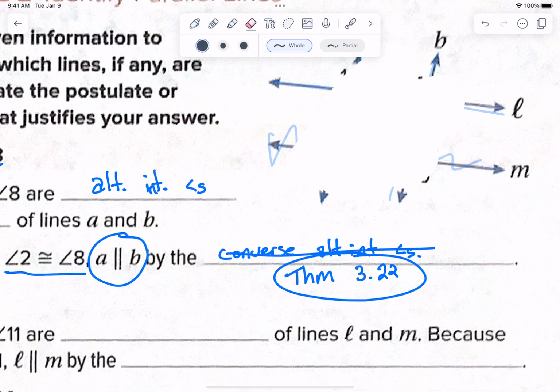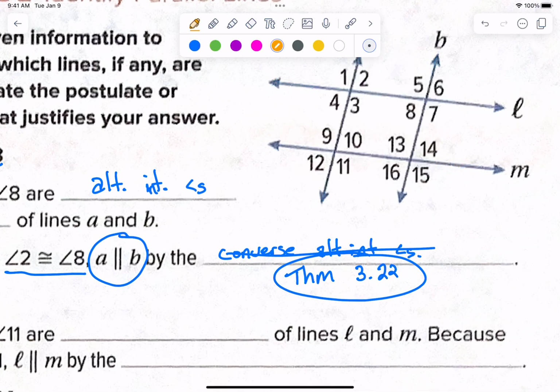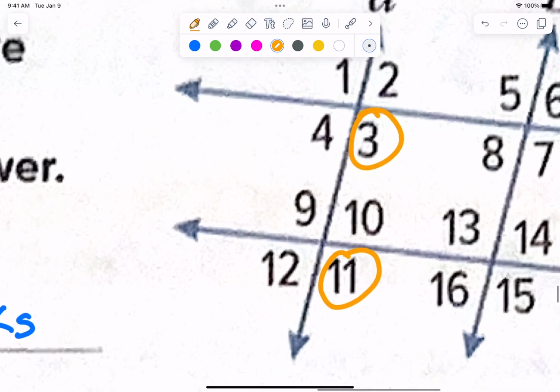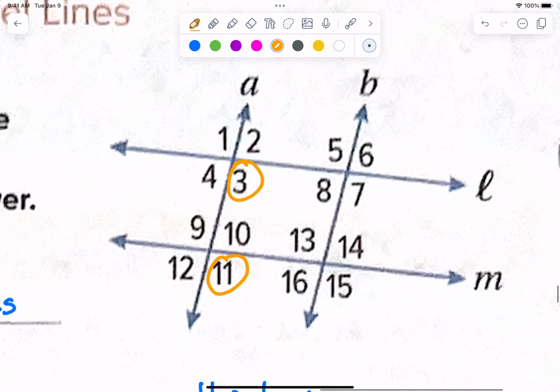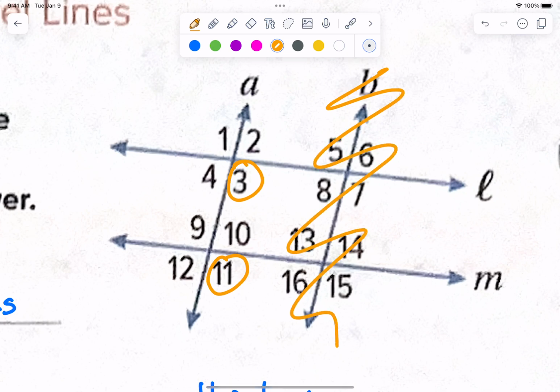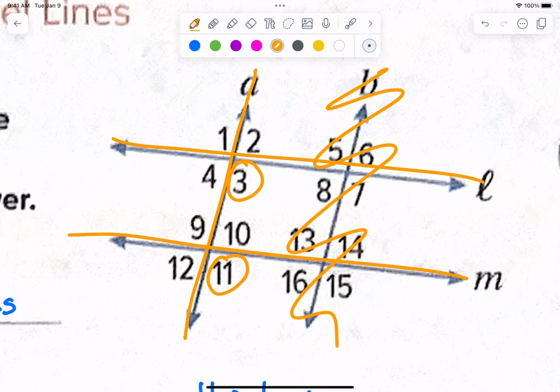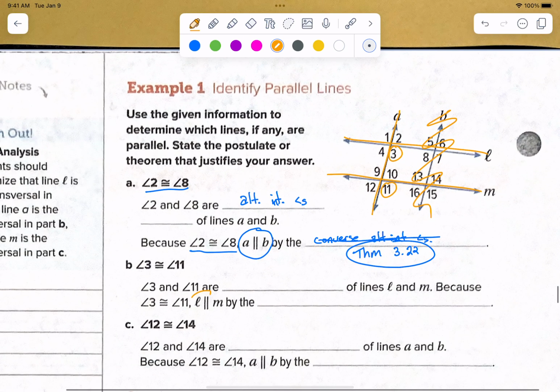Let me erase. So angle 3 is here. Angle 11 is here. Okay? All right, we are not talking about line B. He has nothing to do with it. A is now my transversal, and L and M, those are my parallel ones, okay? So, the ones that we're looking at being parallel. So L and M are parallel. All right, 3 and 11, what are they to each other? Are they corresponding? Yep.